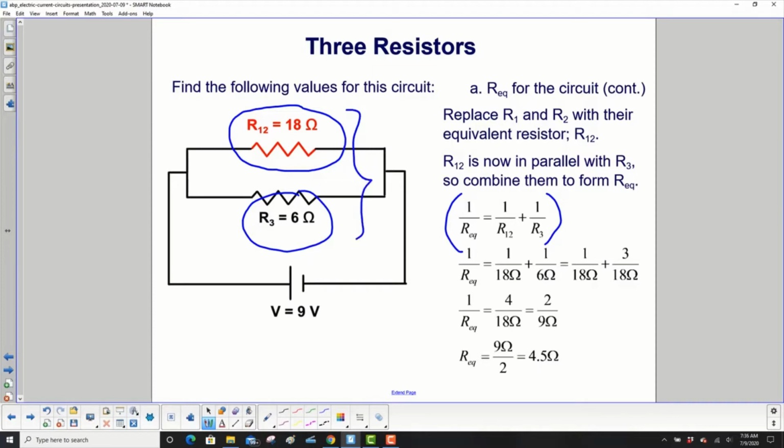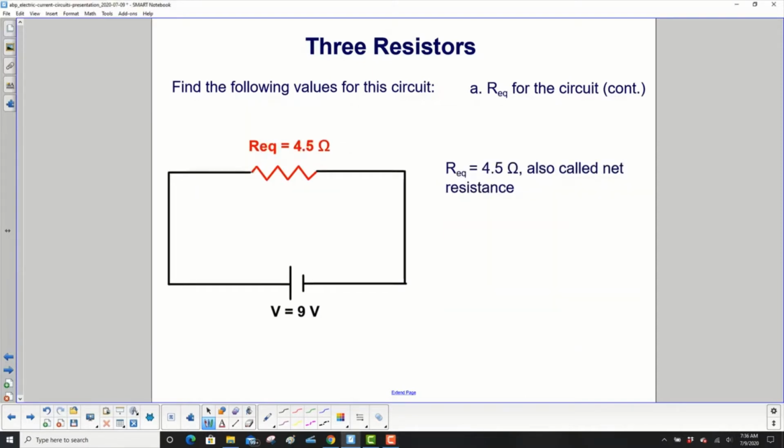So we put in our values. We have 1/18 ohm plus 1/6. We look for the least common denominator, which happens to be 18. So we have 1/18 plus 3/18. Add them together, 4/18, reduce it, 2/9 ohms. Now do not stop here. That's a somewhat common mistake. 1 over R equivalent equals that. We need R equivalent, so you flip it. You invert it. So R equivalent is 9 ohms divided by 2, and then you make it into a decimal, 4.5 ohms.